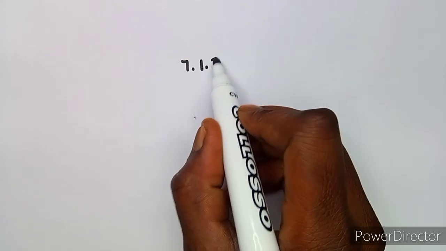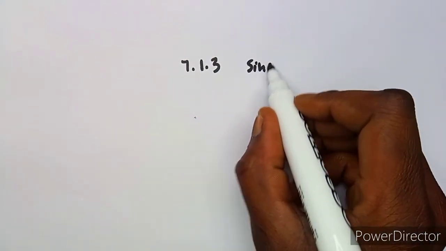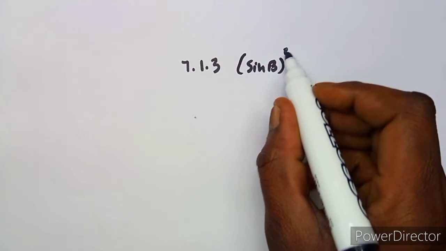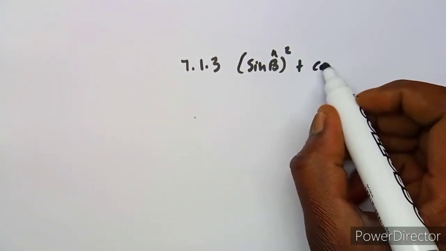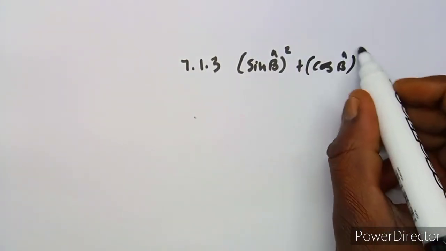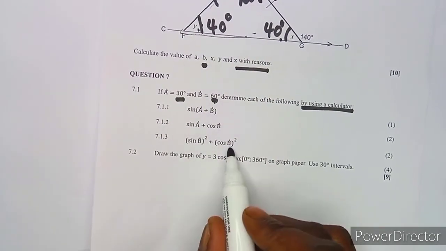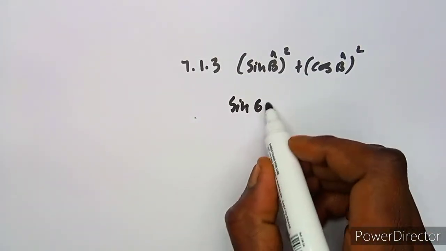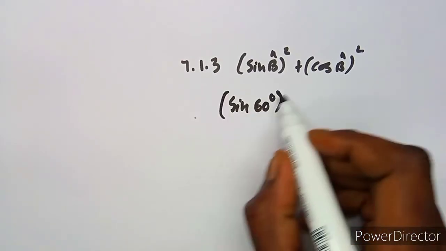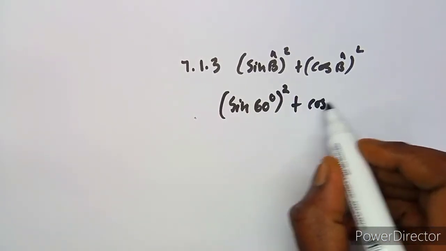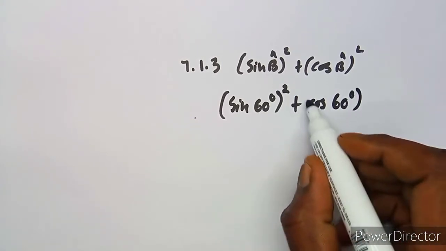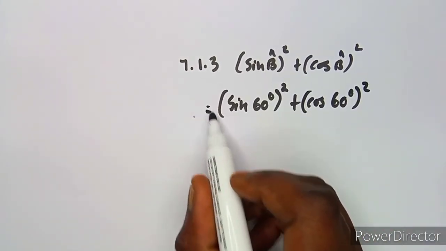Then we move on to another one, which is 7.13. This one is now sine B squared plus cos B squared. So this B is just an angle, guys. What you're just going to do is substitute B. In this case, our B is 60 degrees. So it's sine 60 degrees, you square the bracket, plus cos B, which is 60 degrees again, you square it. So what are you going to have?